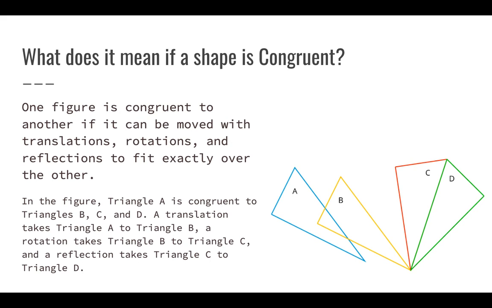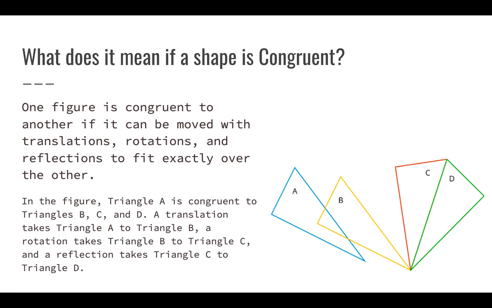Let's look at shape B and shape C now. Shape B and shape C are also congruent because if I were to go from shape B, I could rotate it clockwise and it would get exactly over shape C. Because I could do a rigid transformation of a rotation and they would be exactly over each other, they're congruent.